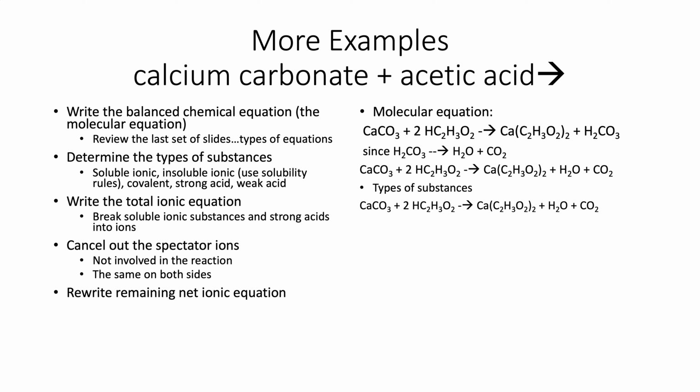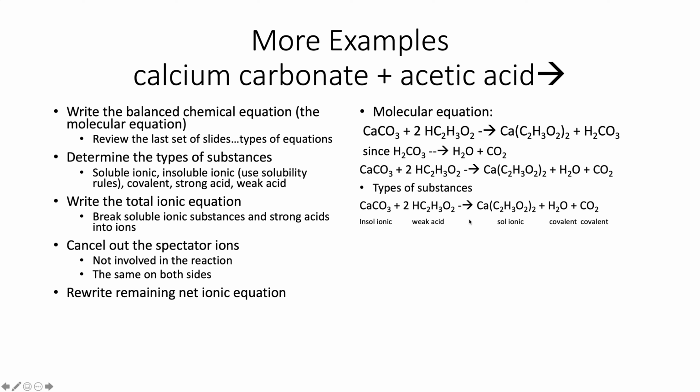All right, so there's the reaction and ready. The types of substances. Calcium carbonate is ionic, but carbonates are insoluble. That's an acid. It's not a strong acid, therefore it's weak. All acetates are soluble, except for silver acetate, so this is soluble. These two are covalent compounds.